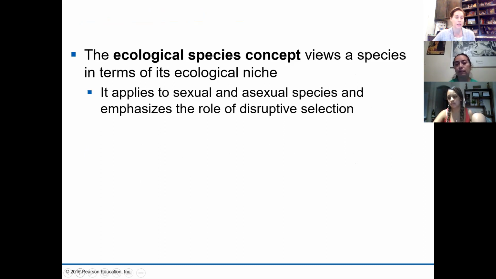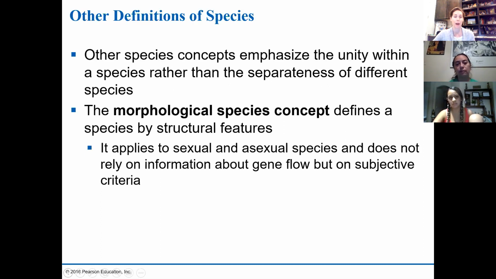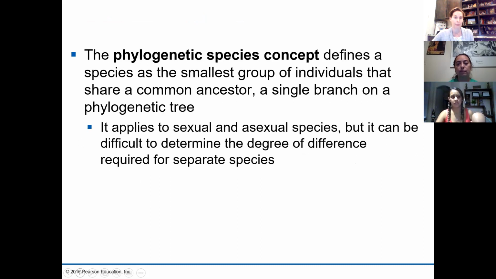Do kind of the same things? These are less popular definitions of species, but sometimes you have to use all three to make a decision if two things are truly different species, or if they could be considered the same species. And the phylogenetic species concept defines the species as the smallest group of individuals that share a common ancestor. They branch off in that phylogenetic tree.